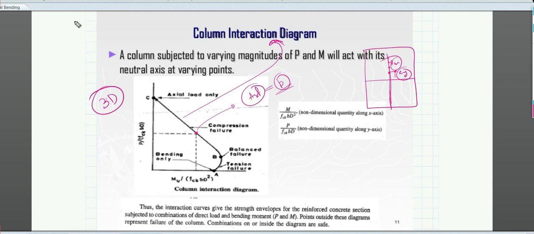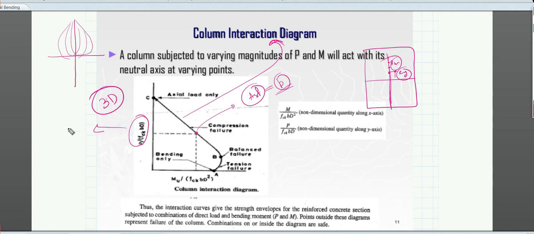It will be just like a shell, something like this. It will come here, here, like this. So this interaction diagram is very important. You can actually develop this interaction diagram if you are interested.